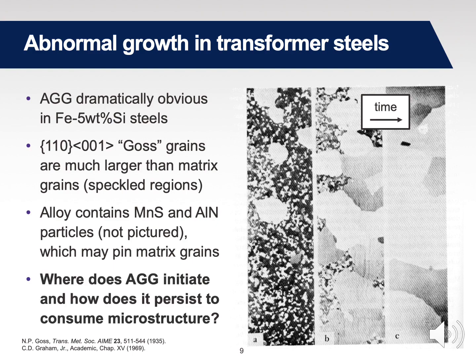And so the underlying question here is, where in this microstructure does abnormal grain growth initiate? And how does it persist to consume the microstructure, right? Why should it continue to grow? And how does it interact with dense regions of high particle density, right? So the underlying question is, how does abnormal grain growth occur in systems that include particles?